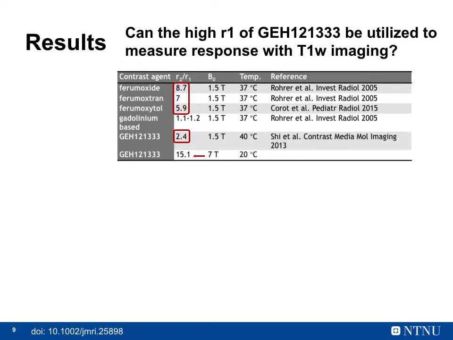The third question we wanted to answer was whether we can use GH121333 also for T1-weighted imaging. Compared to other USPIOs, GH121333 has a relatively low ratio of R2 over R1. At 7 Tesla, which was used in this study, this ratio increases, but relaxivities at 7 Tesla are rarely reported, so we were not able to compare this to other USPIOs.